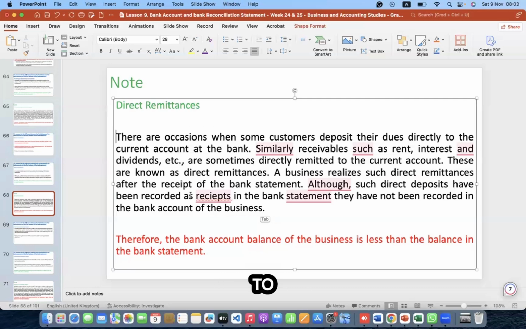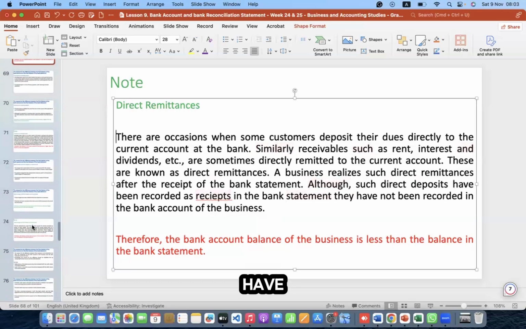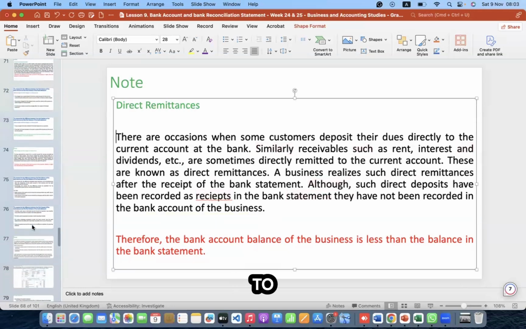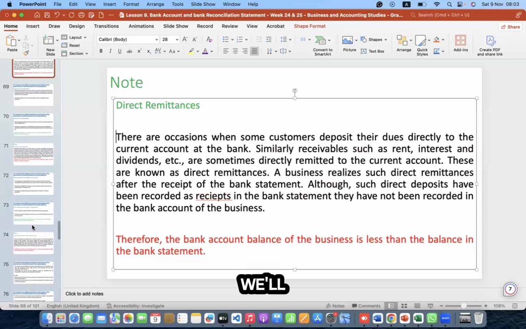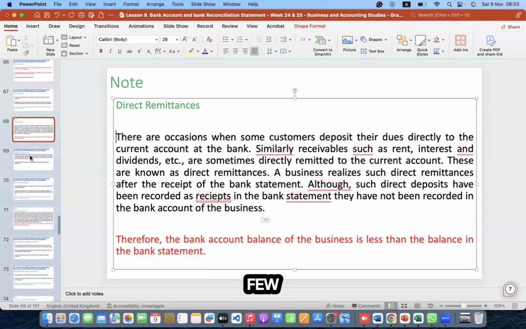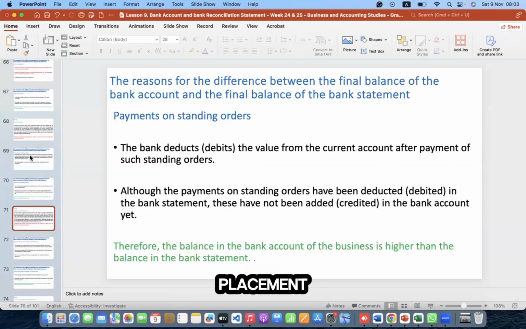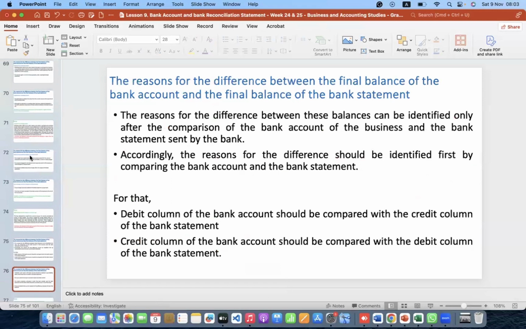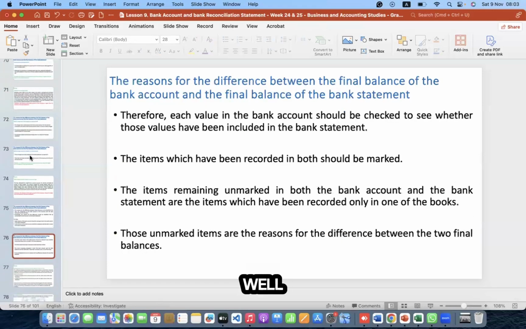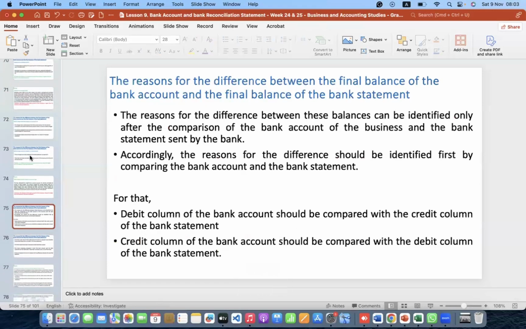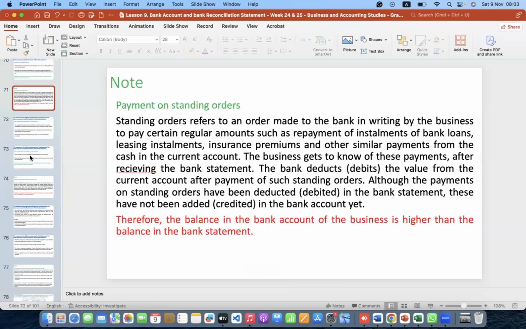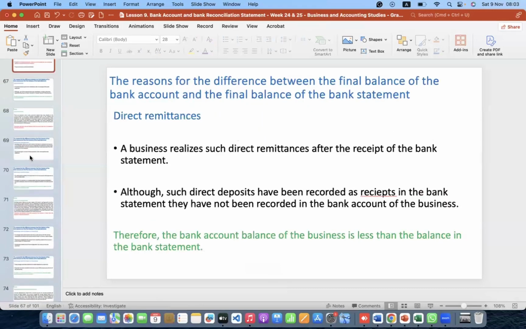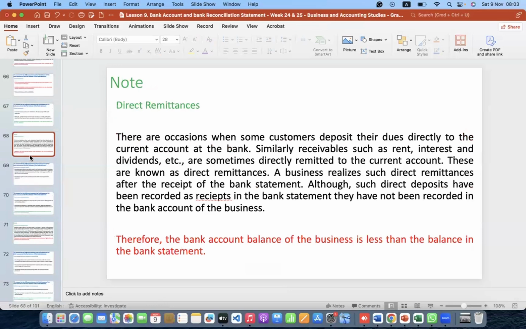Okay, take about 2 to 3 minutes and please write this. We have quite a lot of things to do. We'll try to finish these few reasons, payment on standing orders and bank charges. We'll try to finish off these two as well. Take about 1 minute and quickly write this.